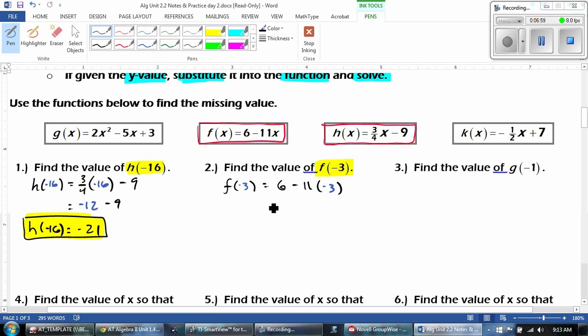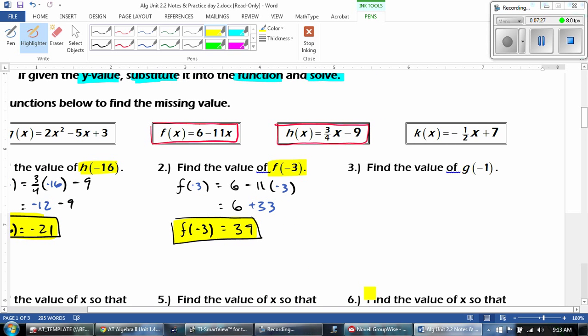Okay, so I need to simplify. Negative 11 times negative 3 is positive 33. And then that equals 6 plus 33 equals 39. So f of negative 3 equals 39. So when I plug in negative 3, I get 39.